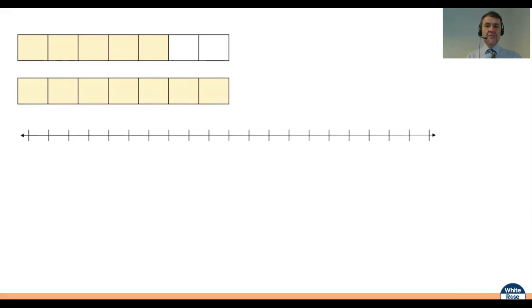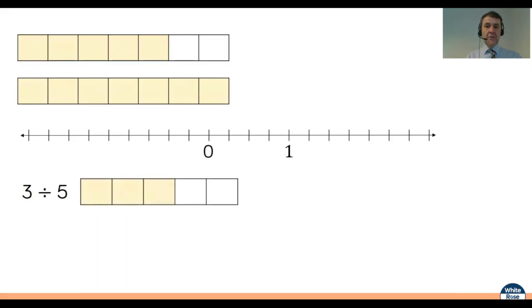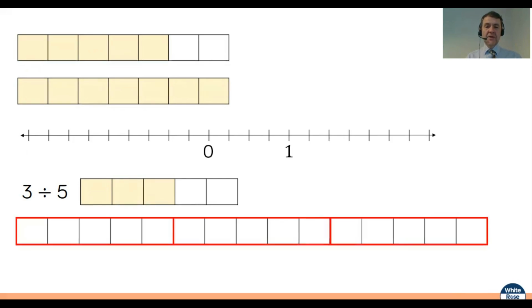Number lines are great for supporting this, and we can put 0 and 1 in different positions to represent different fractions, and also even if you want to include the idea of negative fractions. Also, remember that a fraction is a division, so 3/5 as well as 3 equal parts of 5 in a whole one also means 3 divided by 5. 3 whole ones divided into 5 equal parts, each of which will be 3/5. But that's a whole other snack.